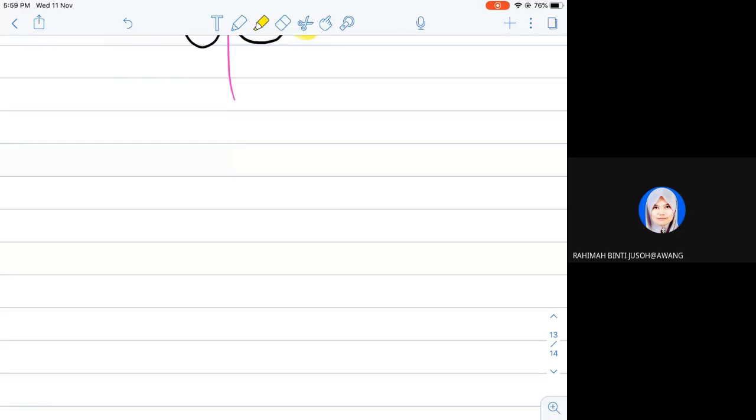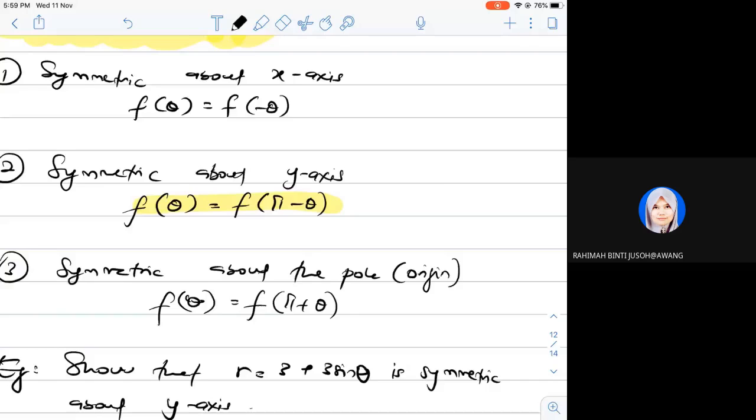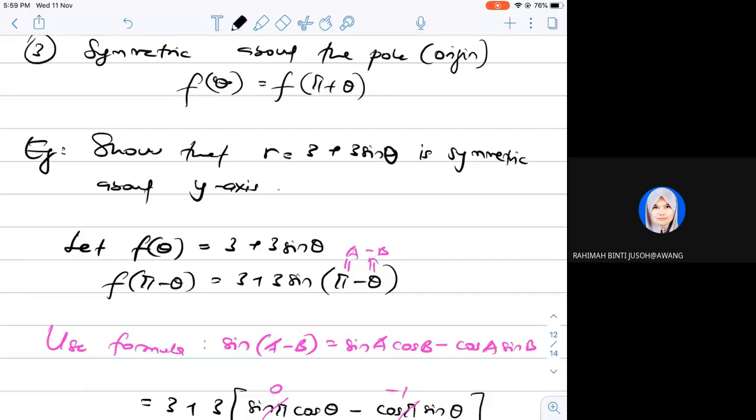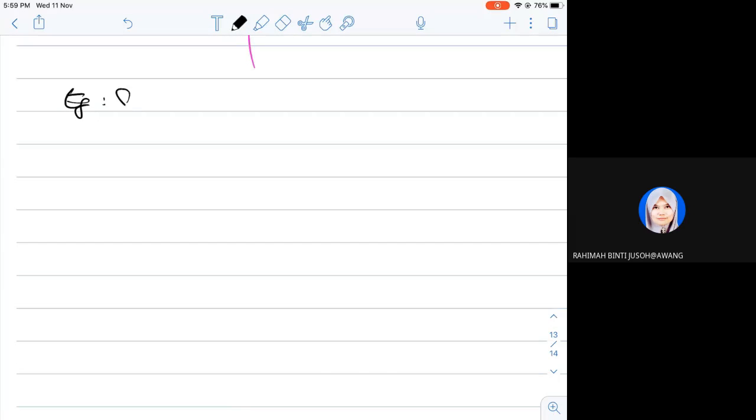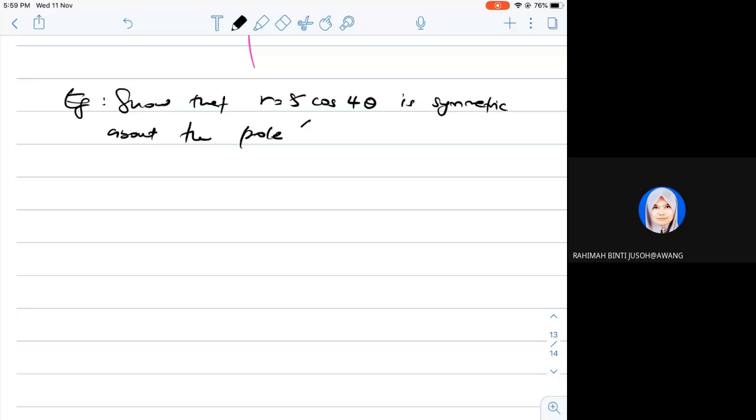Okay. Now, last question. Kita ambil symmetric about x axis. Satu soalan saya bagi example. X axis senang sangat. Sebab dia negatif theta je kan. Kita buat yang about the pole, origin. Show that R equals 5 cos 4 theta is symmetric about the pole or origin.